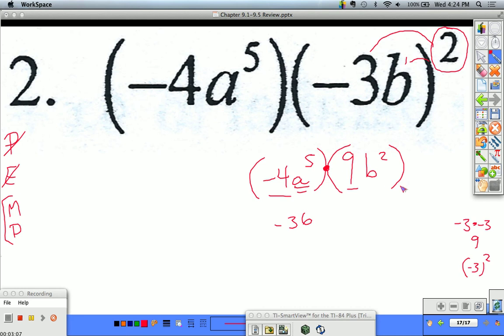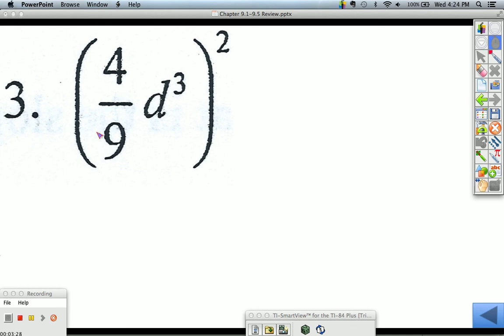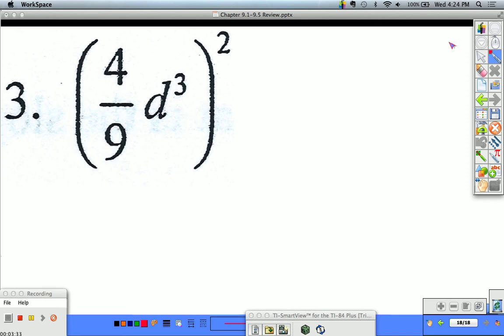Number 3, now we have a monomial raised to the second power. We want to see, just like on the last problem, are there any operations that can be performed inside the parentheses? Nothing can be really simplified at all inside of there. Any exponents that we can do to simplify in any way? Well, we have an exponent on the outside. This exponent of 2 can be applied to the coefficient of 4/9 and to the d to the third power. So 4 over 9 to the second power is going to give us 16 over 81. If we're unsure of how to do that, well, it's just the numerator is squared and the denominator is squared.